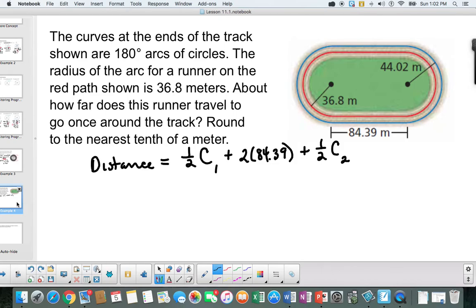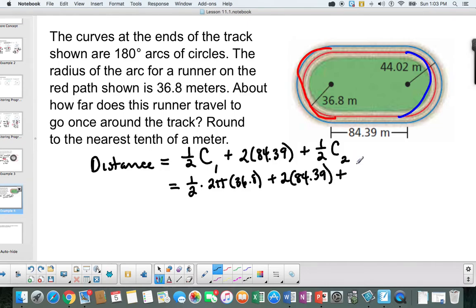All right, let's take a look at a track problem. We want to find the distance around the track, and it looks like there's a semicircle here, and then we have another semicircle right here. Okay, so what we're going to do is half a circumference for this red arc, and that'll be 1/2, and then this is going to be 2 pi, and our radius is 36.8.